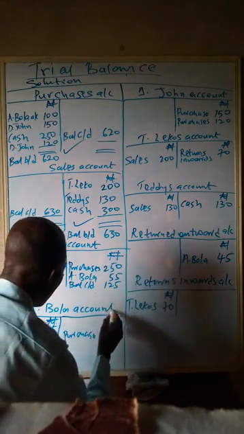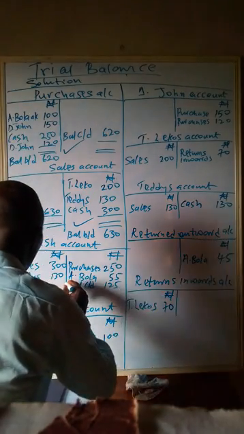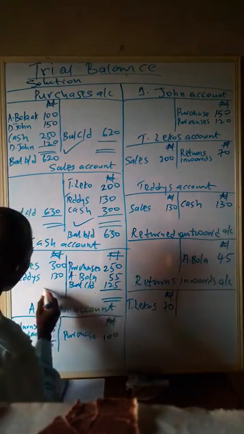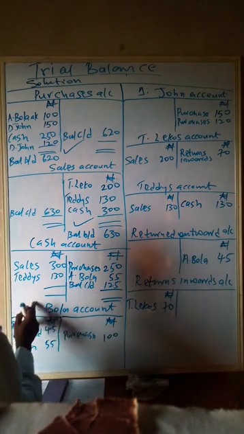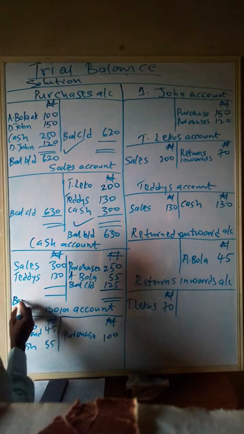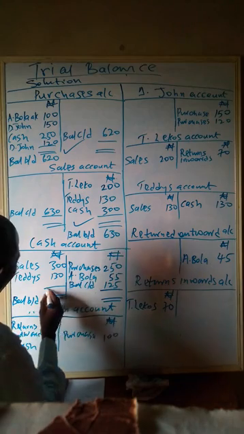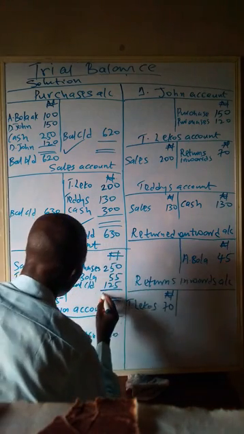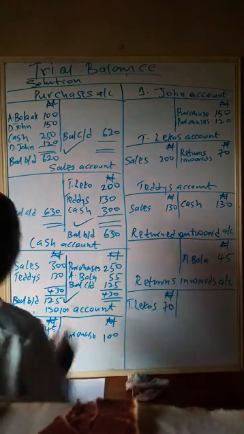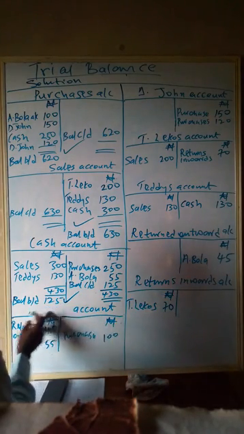Bola's account, you can see. So let me now balance the cash account. So I reel it off now, and bring my balance BD here. Balance BD, which is 125, and the total is 430. So that means this also is going to trial balance. It's going to trial balance.